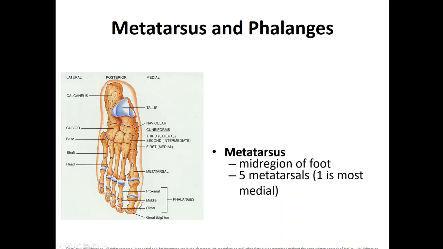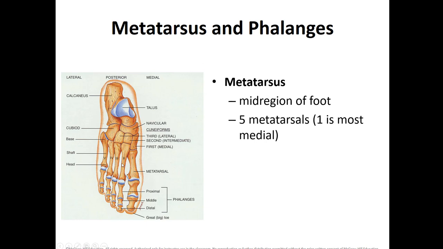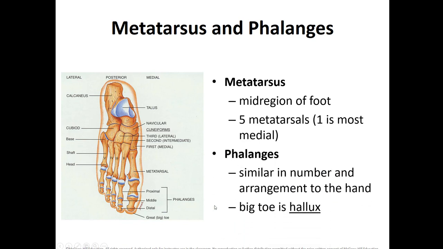Your metatarsals, where your arch of your foot is, you have 5 of those, just like you have 5 metacarpals. Number 1 is going to be medial towards your big toe. The phalanges are going to be similar in number and arrangement to your hand. The big toe is going to be the hallux.